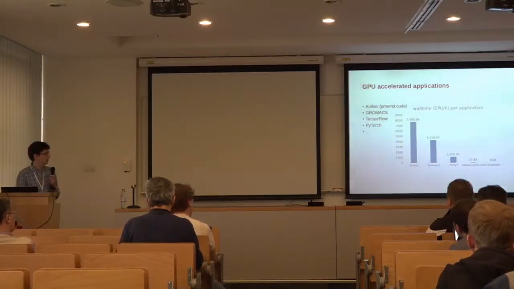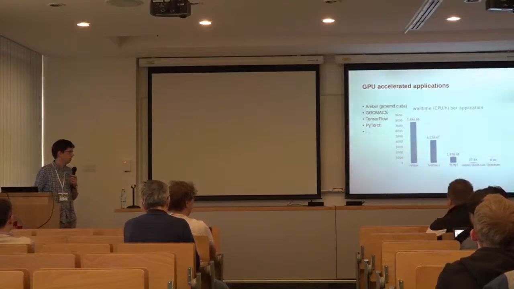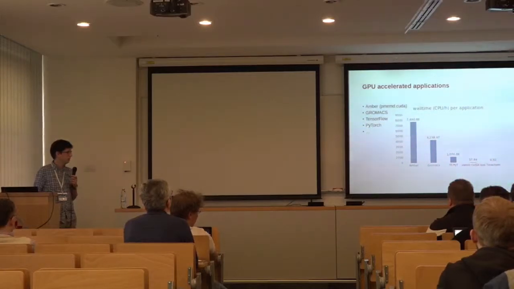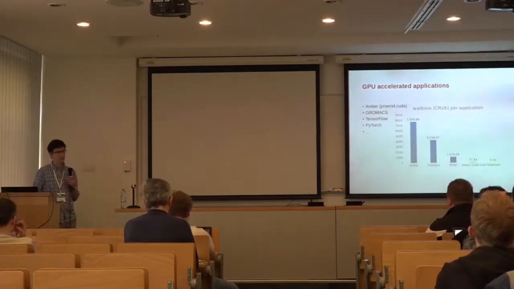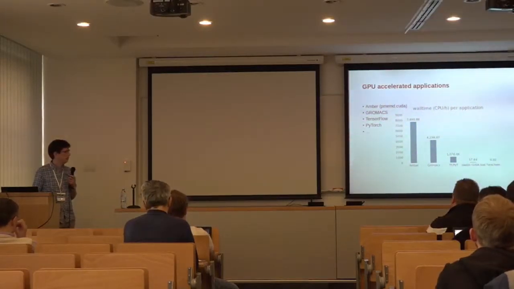Most run applications are these. Amber and Gromacs are, I think, molecular dynamics and chemistry applications. After them are TensorFlow and PyTorch. I personally was expecting TensorFlow and PyTorch to be on the top, but they are lagging behind somewhat. But lately we've seen more and more users coming and using them for machine learning.